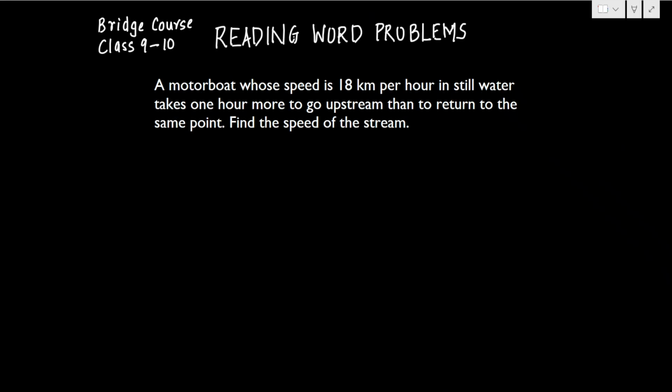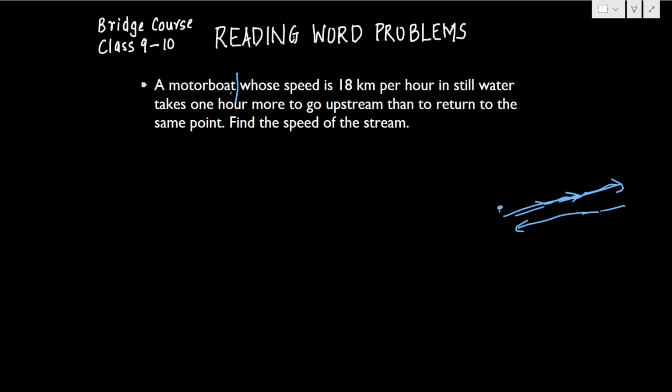Okay, this is the next example. I'm going to read the question first. A motorboat whose speed is 18 kilometers per hour in still water takes 1 hour more to go upstream than to return to the same point. Find the speed of the stream. So you have the motorboat. First of all, it goes upstream. Upstream means against the flow of water. Water is flowing like this, and the boat is going against the flow of water. So upstream, it goes against the flow of water, and when it comes down, it's called downstream. Okay, so now that you know that, we will try to find out what the things are.